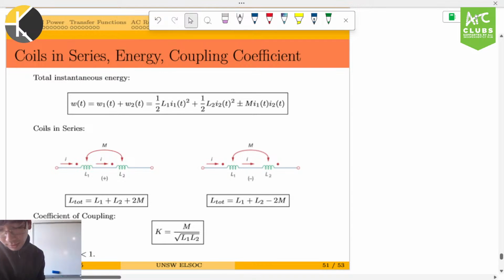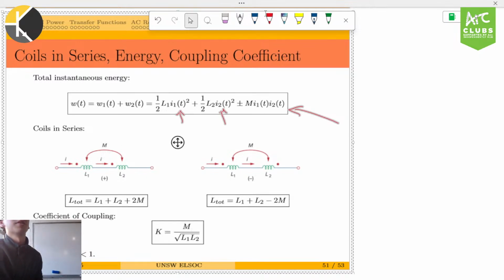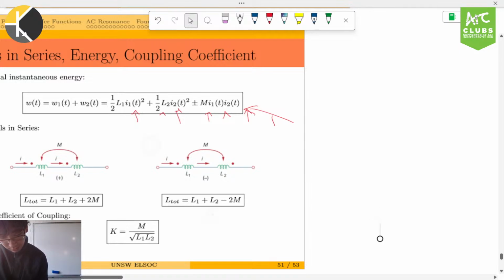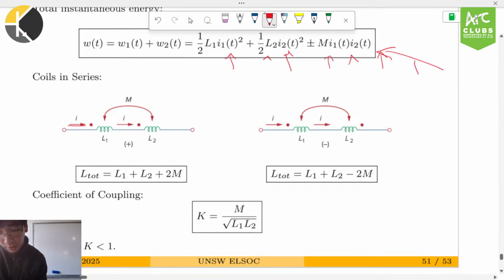Cool. So some other things to note in magnetically coupled circuits. You can calculate the instantaneous energy for just the coupled coils, not for the whole circuit, using this equation. You should note that this is all with respect to time, because it's instantaneous. And each of these inductances are not impedances, they are in terms of henries. When we have coils in series, if the current flows into both dotted terminals, we'll have plus 2M, but if it flows into one and not the other, then we'll have minus 2M.